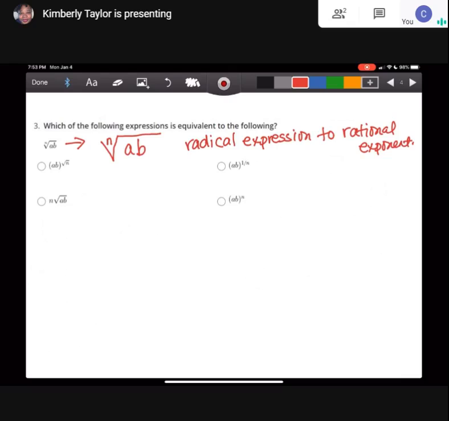Well, underneath your radical, the ab is raised to a power of 1. So if I look at this together, this is raised to a power of 1. And in order to convert this from a radical expression to a rational exponent, you need to bring your n over, put it underneath the 1 as a denominator, and get rid of the radical sign. So this is going to really go to ab with the exponent of 1 over n. Okay, so the answer here is that.